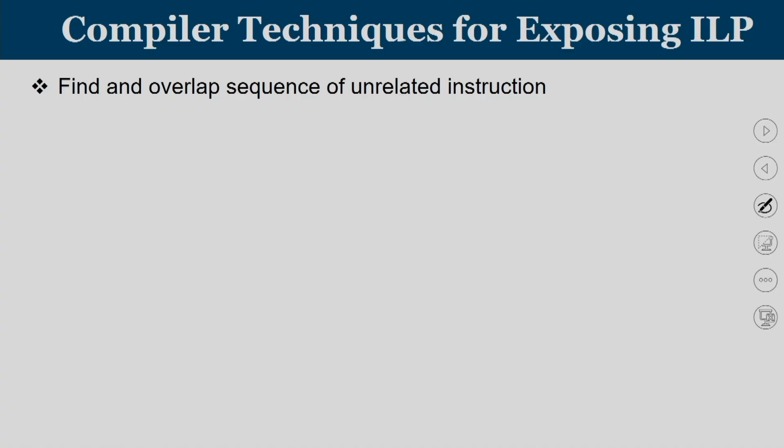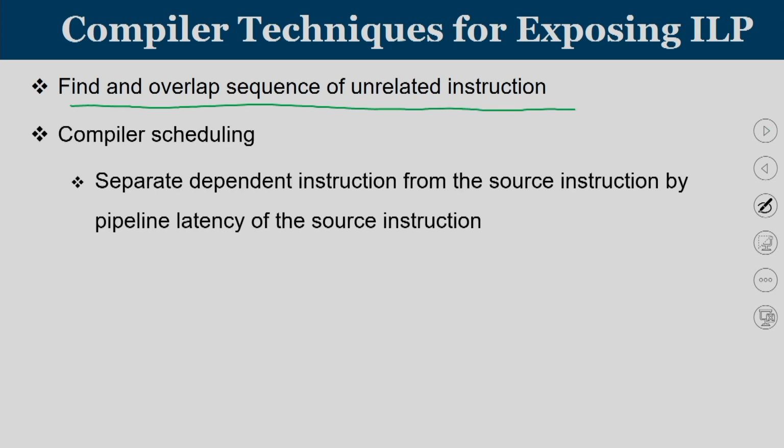Now we are going to see certain architectural improvements that are suggested for superscalar processors in order to increase their performance. The first one is called static scheduling. The compiler is going to assist the hardware in improving the performance. What the compiler does is find an overlapped execution of unrelated instructions.